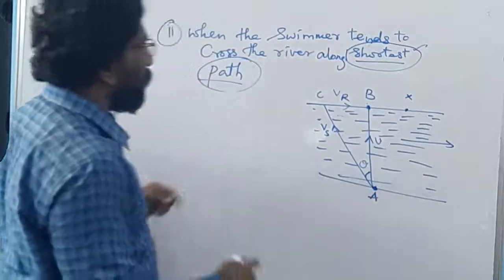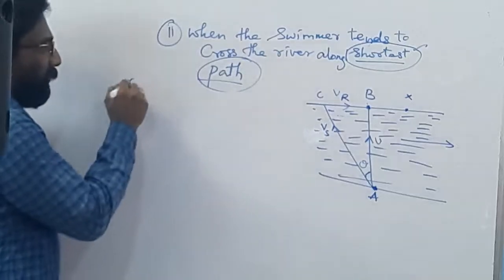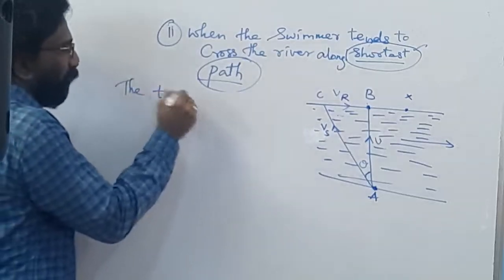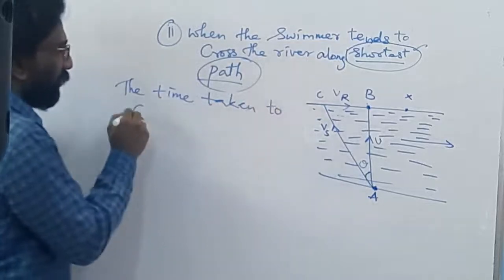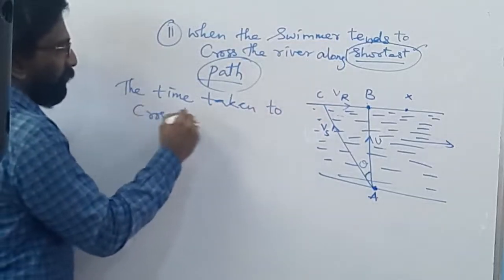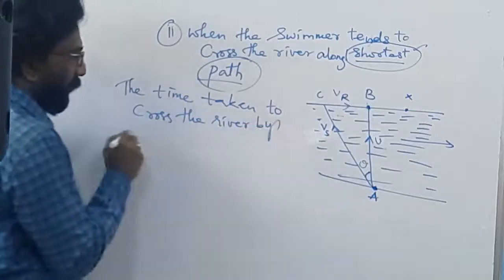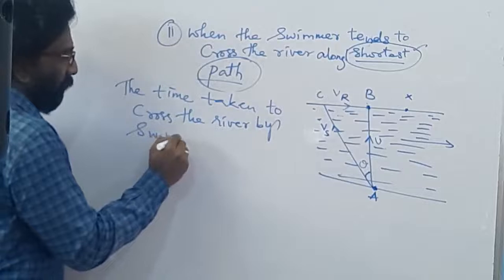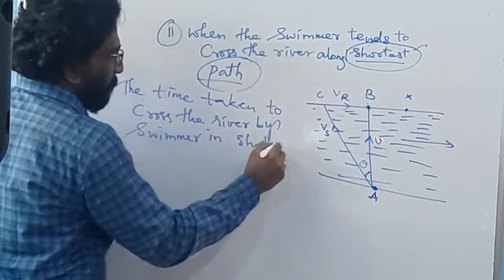Now let us see the next formula regarding this concept. The time taken to cross the river by swimmer in shortest path.